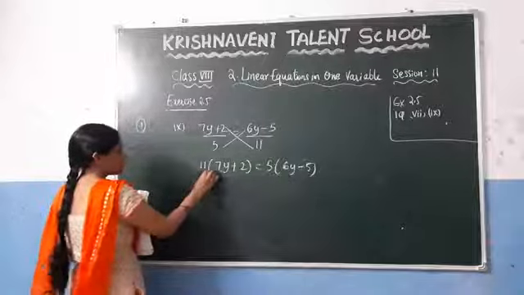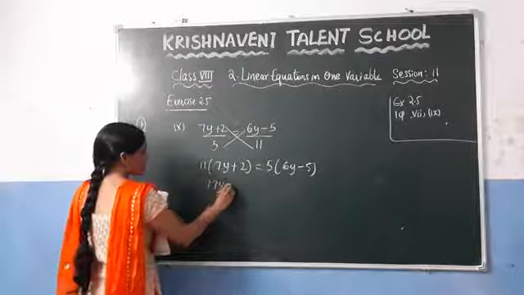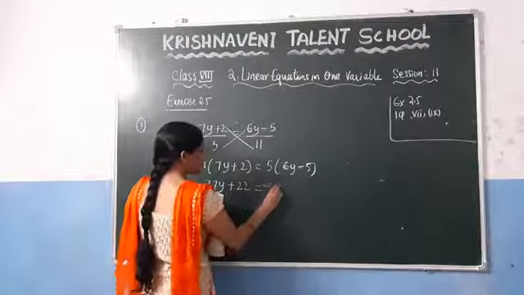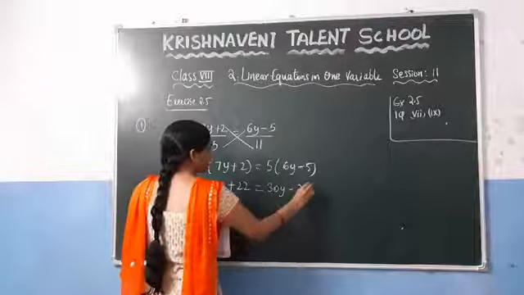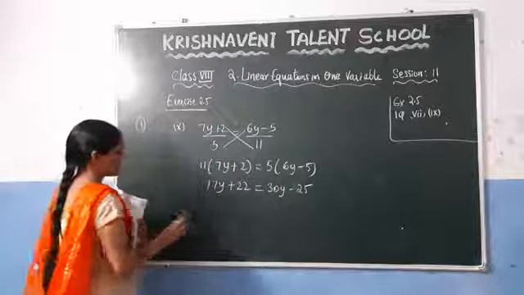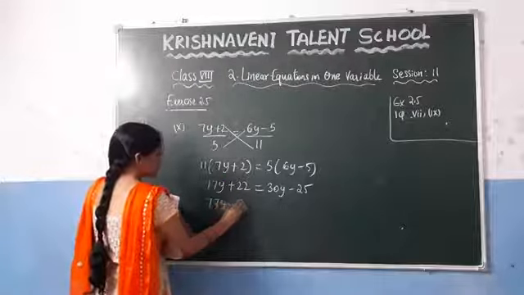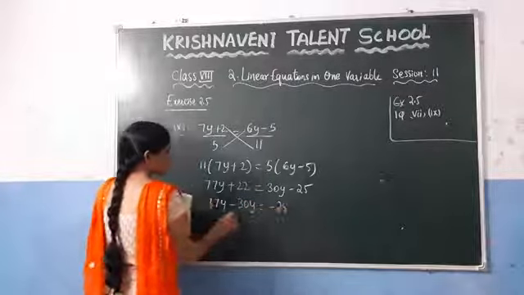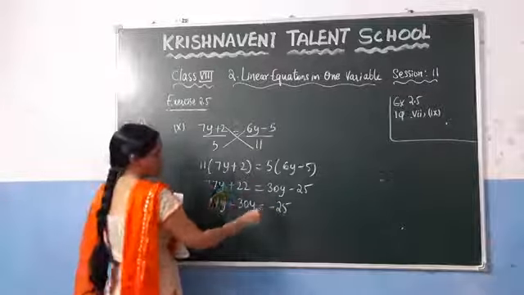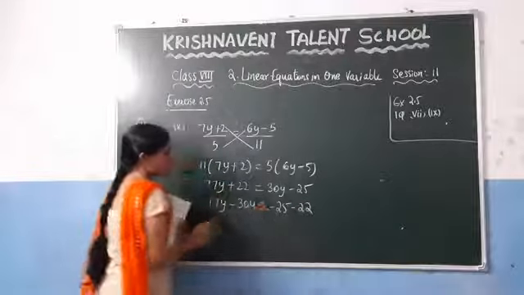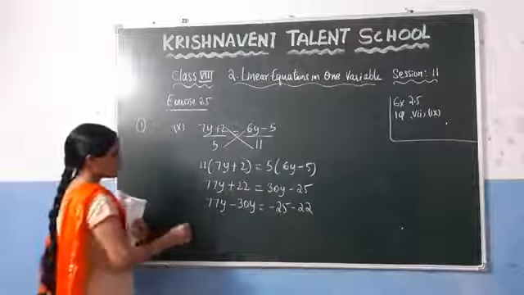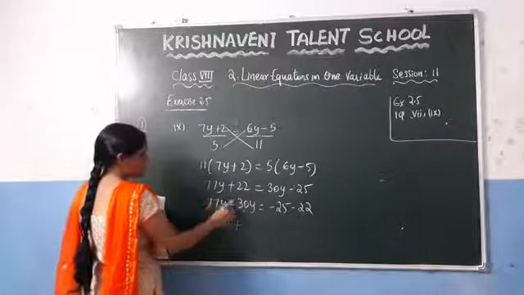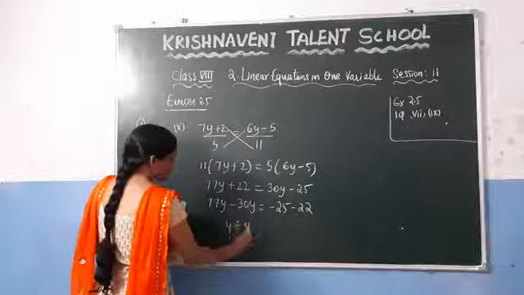Right? So multiply with 11, what you will get? 11 7s are 77 and 11 2s are 22. Similarly, 6 5s are 30 and 5 5s are 25. Now take all the variables to one side, which is 77y minus 30y. Here minus 25 and here what if you take this one, it will become minus 22. Right? And after that, what is the value of 77 minus 30? 7 minus 0, which is 7. And similarly, 7 minus 3, which is 4.